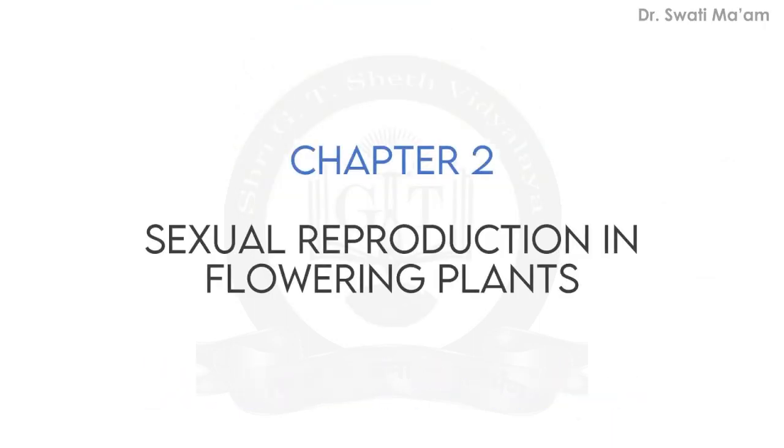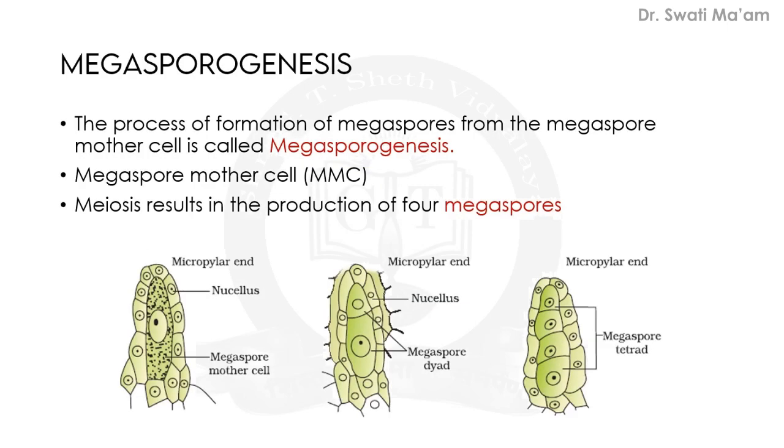Today we will continue the same chapter 2, Sexual Reproduction in Flowering Plants. Today's topic will be megasporogenesis and the development of mature embryo sac.